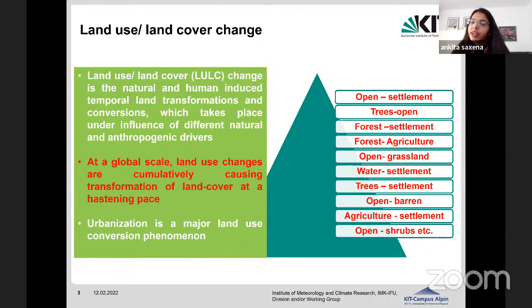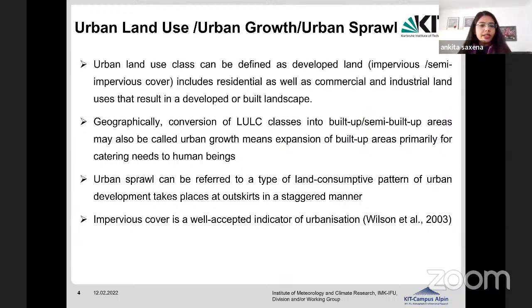Over the years, if we are analyzing this change, we need different satellite images, and we analyze changes from different years to different years. Similarly, if we are more focused on urban studies, there are synonymous terms used: urban land use, urban growth, urban sprawl. There is a very thin line between them. Urban land use is the utilization of land for the development of any construction, maybe commercial sites or industrial sites. This is known as urban land use.